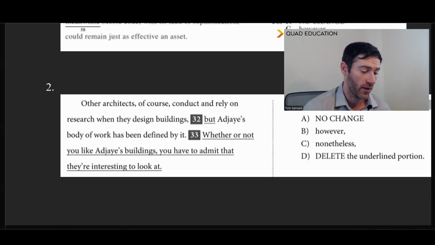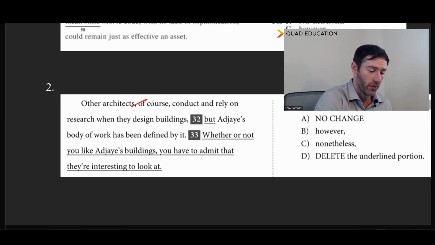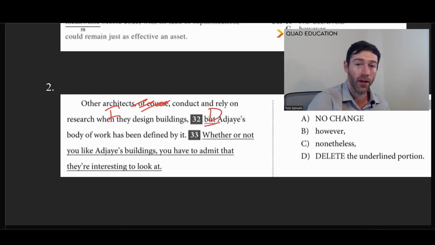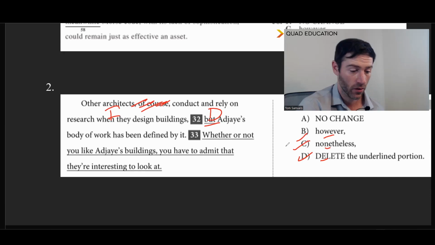Now this one's from an SAT. Go ahead and see what you can do with this one. And so taking a look at this, you can see that it's pretty much the same thing. Other architects, and then we have this little intervening transition, which I'm going to get rid of. Other architects conduct and rely on research when they design buildings. That's a sentence. But Ajay's body of work has been defined by it. So with this conjunction right here, we have a nice independent comma dependent structure. But putting in either a transition or nothing will render this to be two sentences. So be very careful with this distinction.